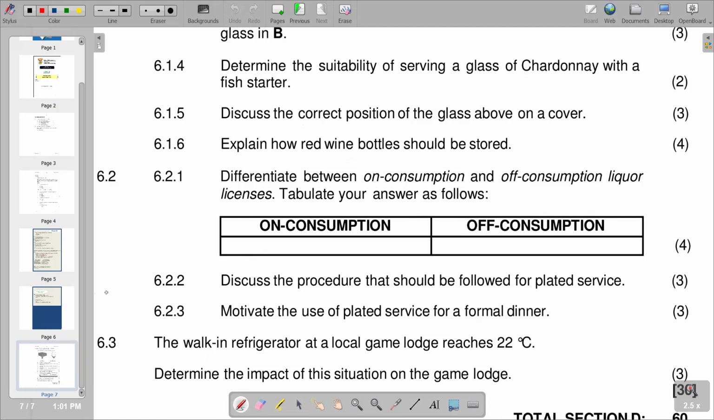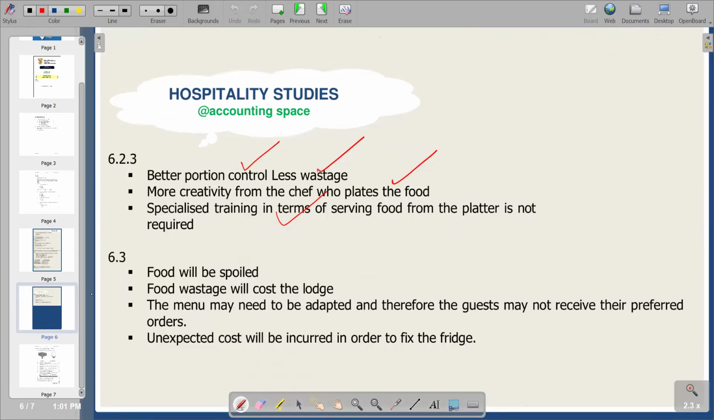So we are saying food will be spoiled, obviously, and food wastage will cost the lodge. So obviously, this food that's going to be spoiled will be thrown away, which is going to be a cost to the lodge. And then the menu may need to be adapted, and therefore the guests may not receive their preferred orders. And lastly, unexpected costs will be incurred in order to fix the fridge. So these are the points that we give. So this becomes the last part of our question 6.